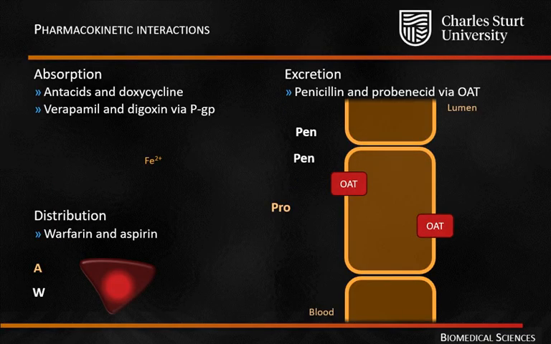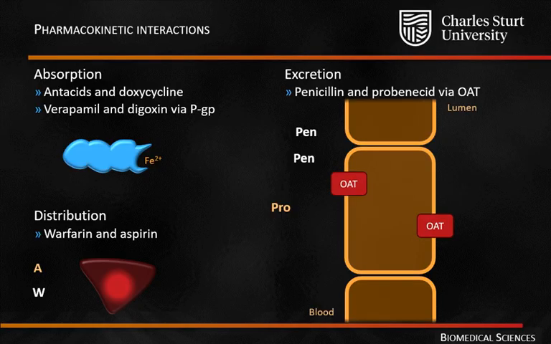Let's have a look at some pharmacokinetic interactions of the other parts of the ADME system. Starting with absorption, antacids and doxycycline are examples where this occurs. The doxycycline will bind to iron or magnesium, and when it does so, its absorption is reduced. So separating these two is recommended, and it should be one of your counseling points.